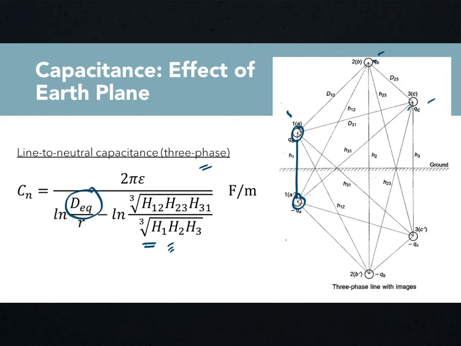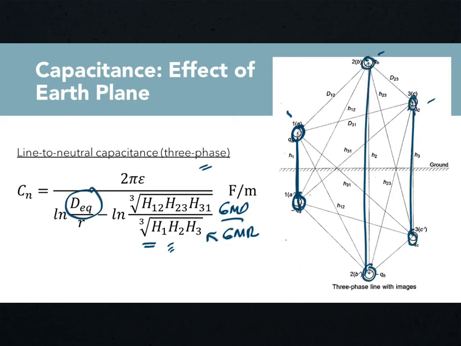Self yan. Kasi, it's always GMD over GMR. So, yung GMD nito, like what I discussed. And then yung GMR, edi ito, yung self, 2, 2, 2, 3, 3. Di ba? Those are H1, H2, and H3. Okay? So, that's the effect of earth plane on capacitance, single phase and three phase. Okay?